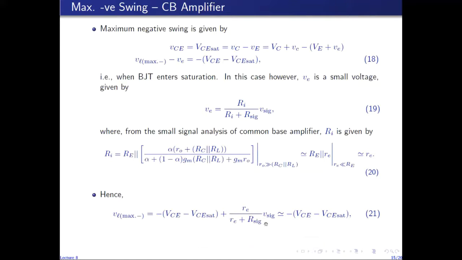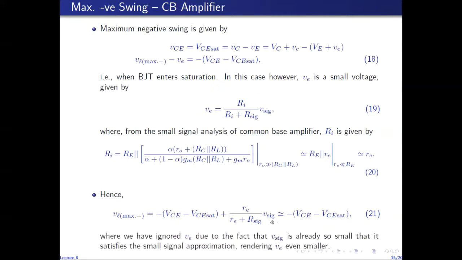obtained for the maximum negative peak of the output voltage, which can further be simplified by ignoring this term, because like I said, R sig is almost of the order of small re. Hence, this fraction is almost 0.5, and V sig is already very small, because V sig is so small that it satisfies the small signal approximation, and this factor is smaller than 1, almost 0.5. So VE is even smaller than V sig. So V sig is already small, VE is even smaller, so this term can be ignored.